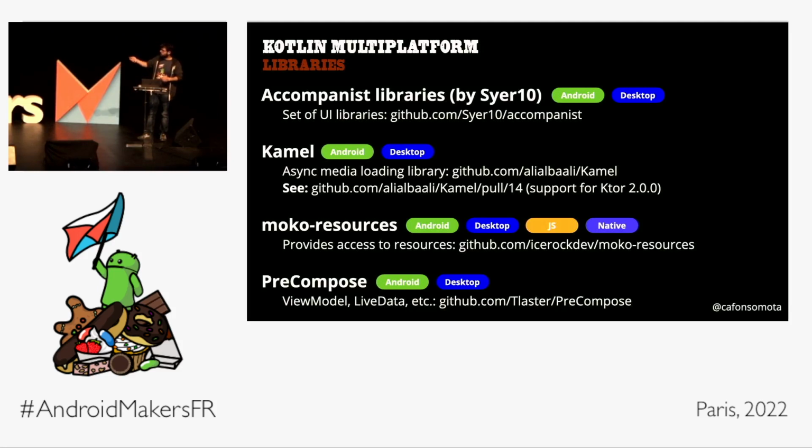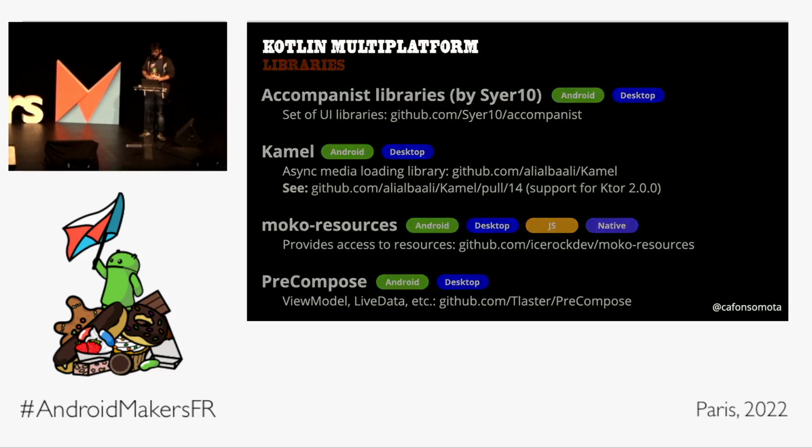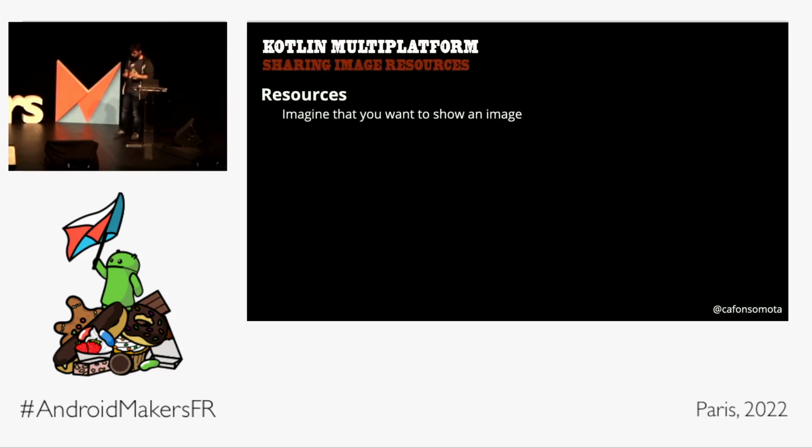There is also the PreCompose library, and this PreCompose library is really, really good because you can have the view model, the live data, etc., available for the desktop. So if you're already familiar with Android, you can use them on the desktop. So I mentioned that resources are the hard part here when we talk about Kotlin Multiplatform.